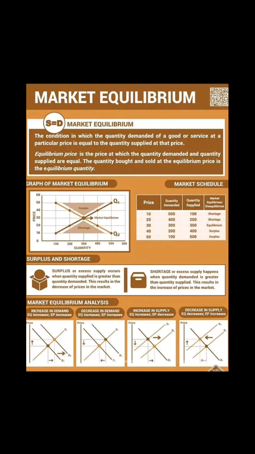So equilibrium price is the price at which the quantity demanded and the quantity supplied are equal. That is D equal to S. The quantity bought and sold at the equilibrium price is the equilibrium quantity. That is, when you want to measure it by quantity, it's called equilibrium quantity. But if you are measuring it by price, it's called equilibrium price.